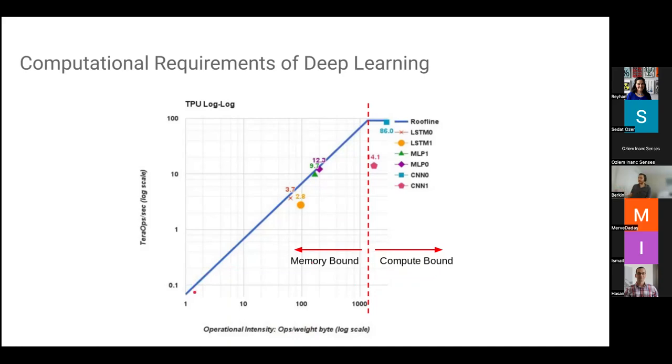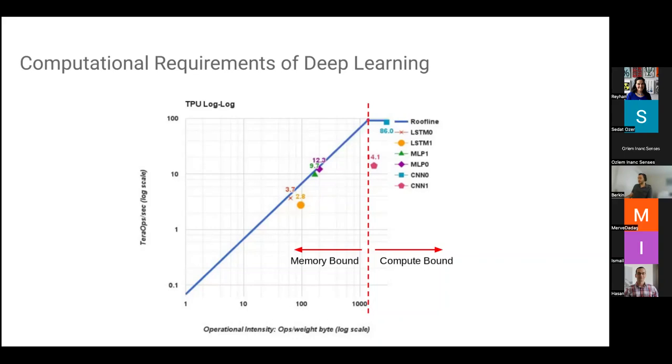When you plot this chart, this blue line becomes the machine's roofline. You can't go above this line. Your neural network also has characteristics in terms of computation and parameters or weights, so basically they land in different parts of the graph.